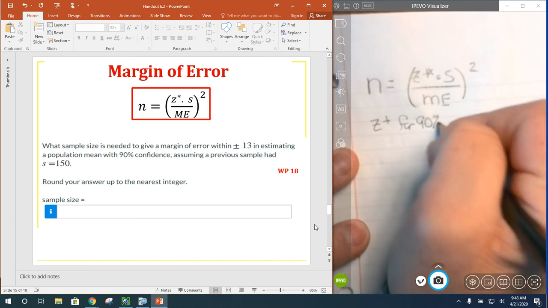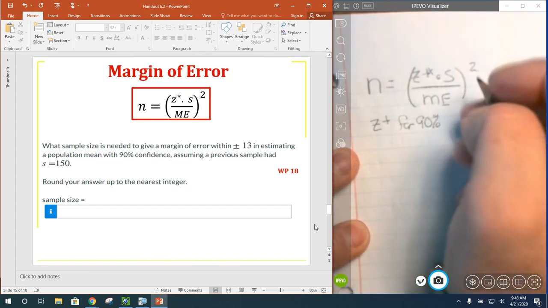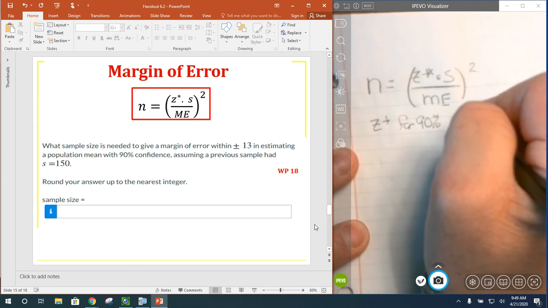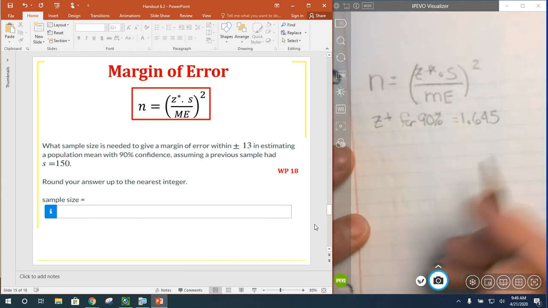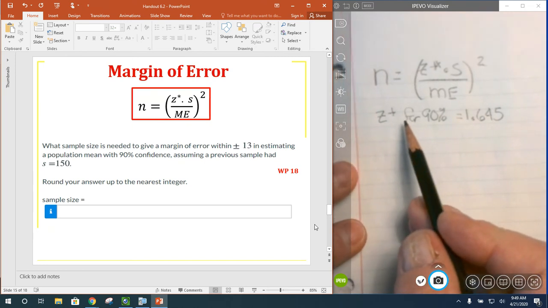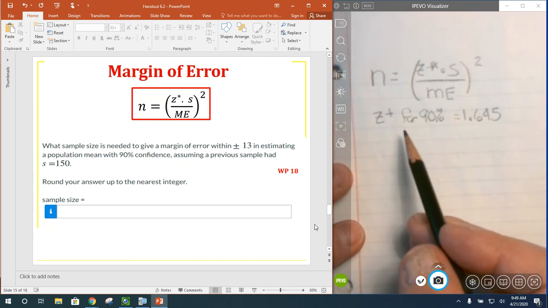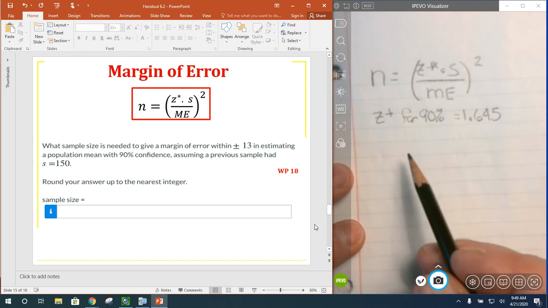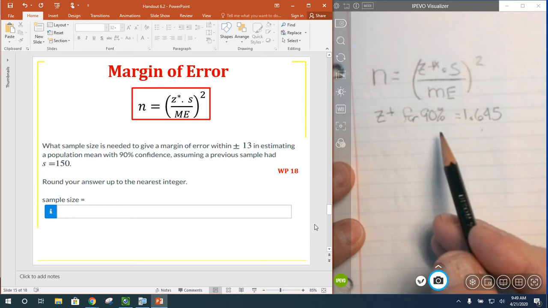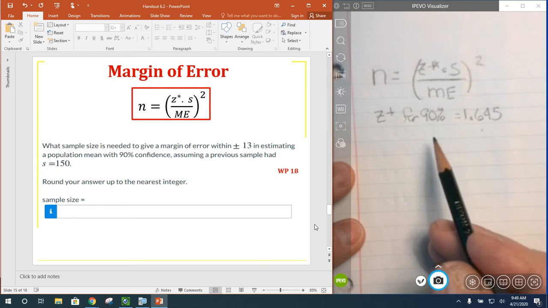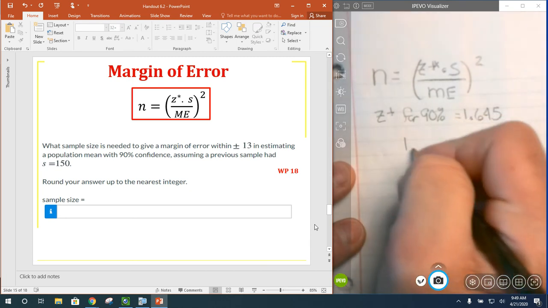And again, remember, 90% means 5% on each side. We already did this calculation. It's 1.645. If you need to go to your calculator, do the inverse for this value. And when you inverse this value, you'll get 1.645. I need that value.